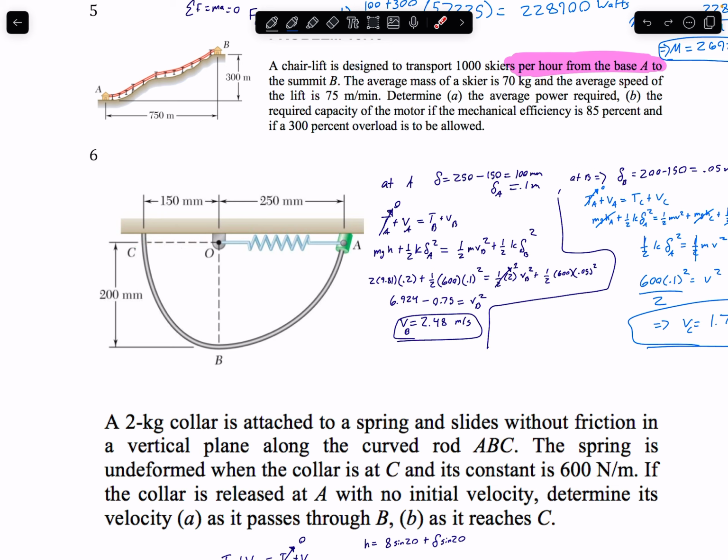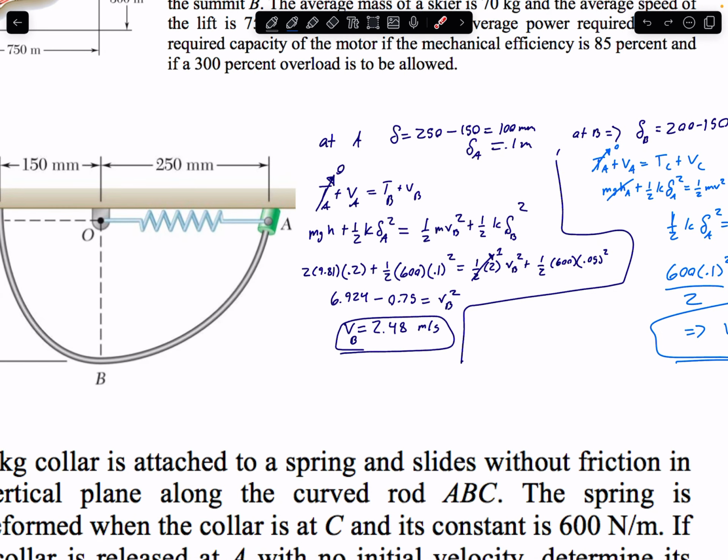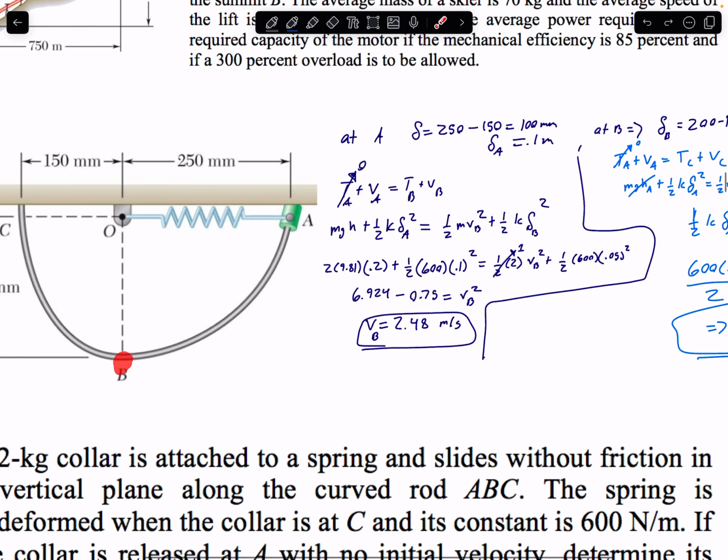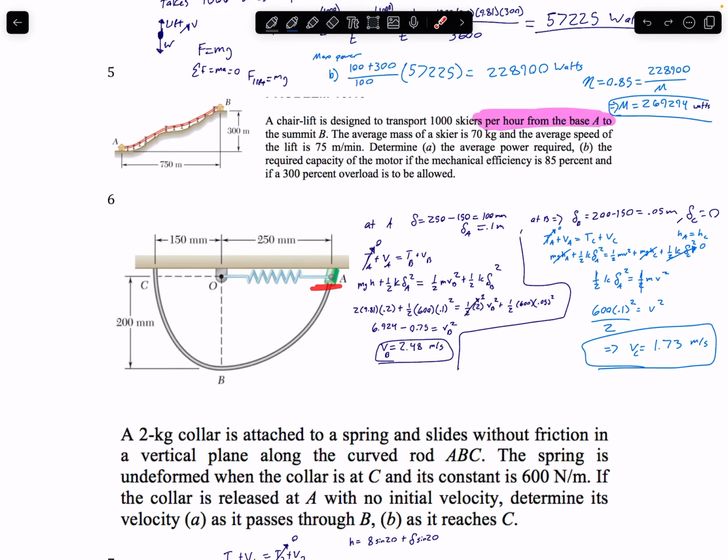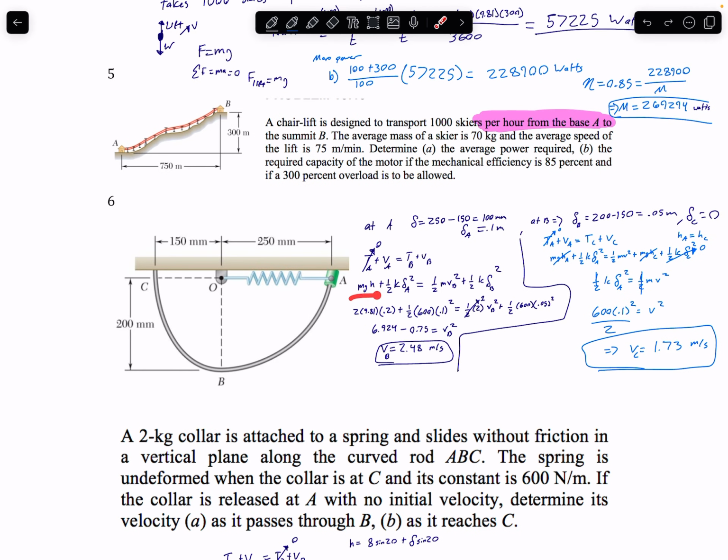But we know that at A, we have 0.1 meters stretched beyond, and we know that the potential energy of a spring is 1/2 kx squared, or k delta squared. And we can also find how far stretched it is at point B. And we know that there's no kinetic energy there, it's all in potential or gravitational.